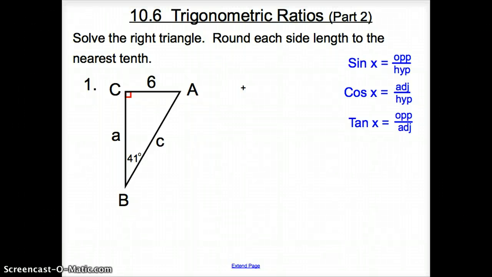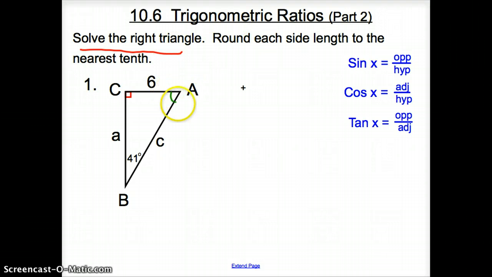Ladies and gentlemen, welcome to the very last section in Chapter 10, Section 10.6, Trigonometric Ratios, Part 2. Here we are going to be asked to solve the right triangle, and then we're going to round each side length to the nearest tenth. When we are asked to solve the right triangle, that means that we have to find all the missing angles.